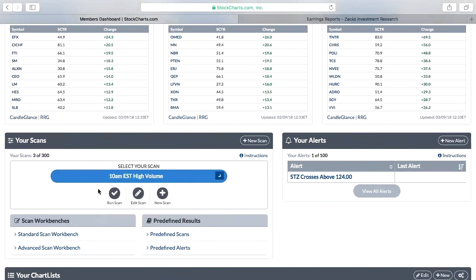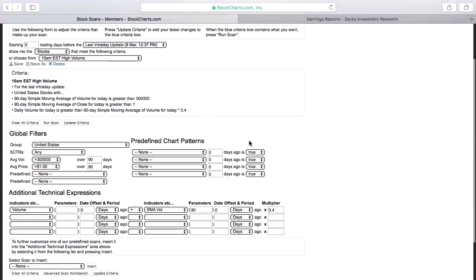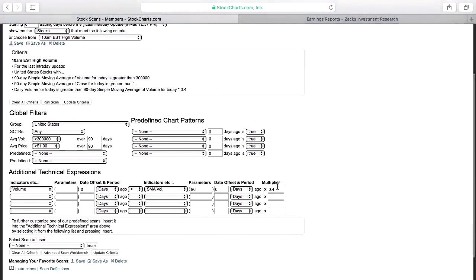Now, the first one I set up is what I call my 10 a.m. high volume scan, and I can edit the scan by clicking there. This is on the standard scan workbench, but you can do it on the advanced scan as well. At 10 o'clock in the morning, this is going against all United States stocks. This is not against my strong earnings chart list, although I could make it that way if I wanted. At 10 a.m., I can run this scan, and it gives me every stock that's doing at least 40% of its normal daily volume in the first 30 minutes of the day.